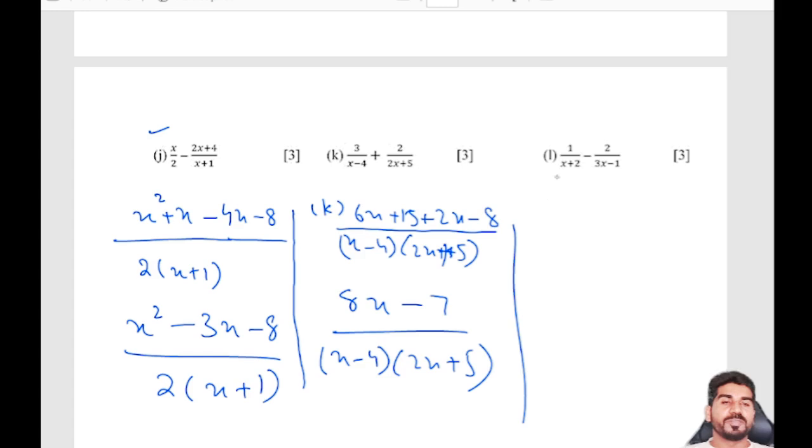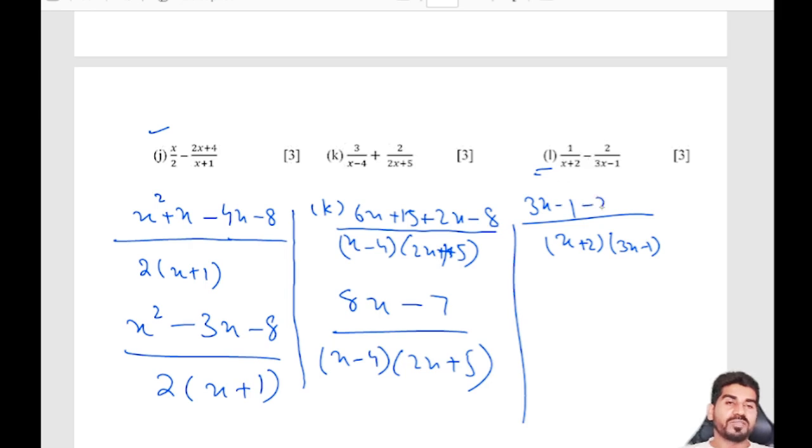Okay, next after part K, there will be part L here. Again we can take the LCM. It will be x plus 2 into 3x minus 1. This will be the LCM, and there will be again cross multiplication here. 1 times 3x minus 1, it will be 3x minus 1, and there will be negative 2.